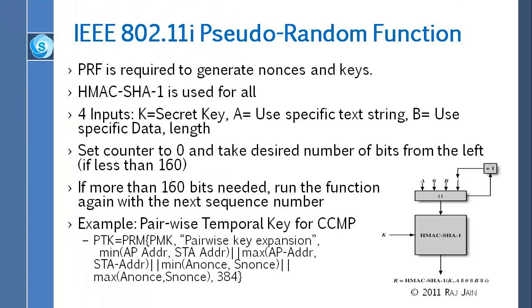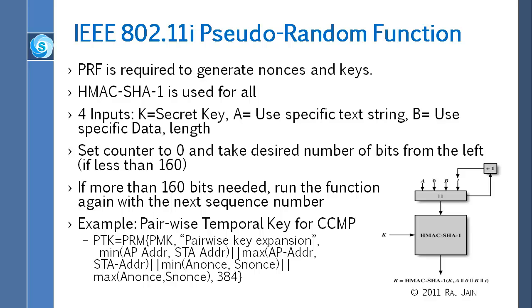Now PRF. So PRF is the pseudo-random function that is used to generate the nonces and the keys, and they use HMAC SHA-1 for all of these things. HMAC SHA-1, we already know what HMAC SHA-1 is. The detail is that the input to HMAC SHA-1 has a key, and then there is some input here, and that input consists of 4 parts.